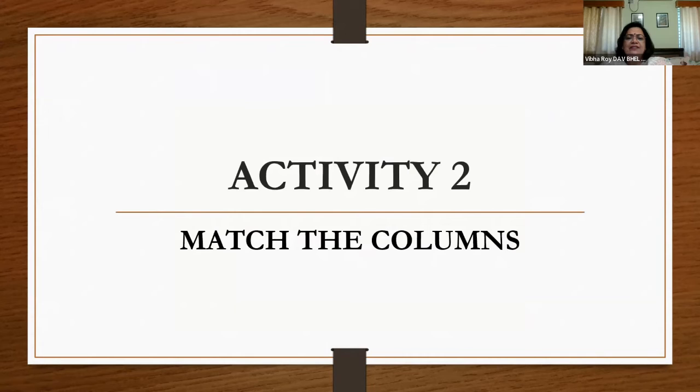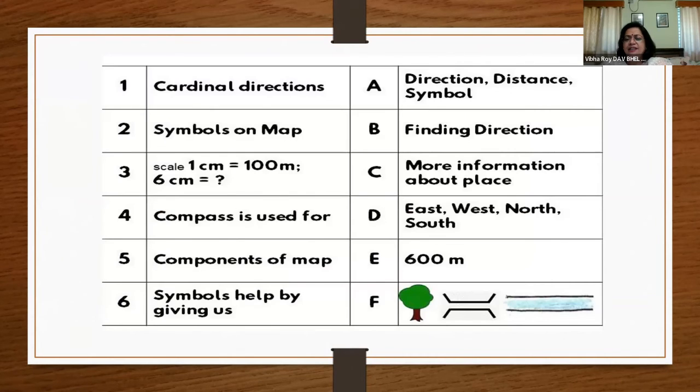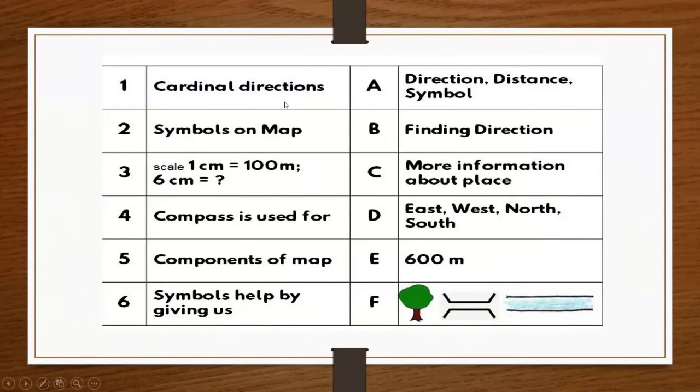Now, activity 2, very, very simple. Let us do match the column. The children also we can do this. They all enjoy these types of things. So cardinal directions. Option D. Yes, thank you. East, west, north, south. Correct. Symbols on a map. Option F. Yes, F.